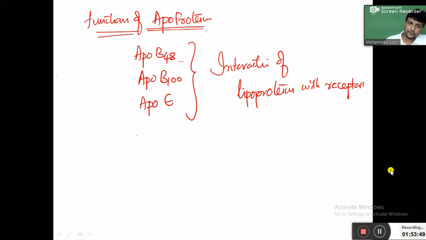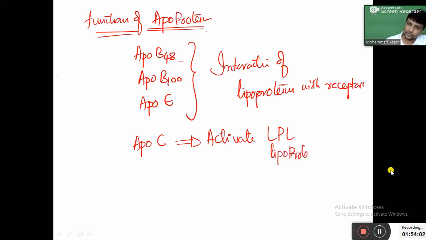Then next is, what is the function of ApoC? ApoC का काम क्या होता है? ApoC, you already know the function. It is going to activate an enzyme. Which enzyme? Activate an enzyme known as LPL, sir. What is the full form of LPL? Lipoprotein lipase. ApoC is going to activate LPL.